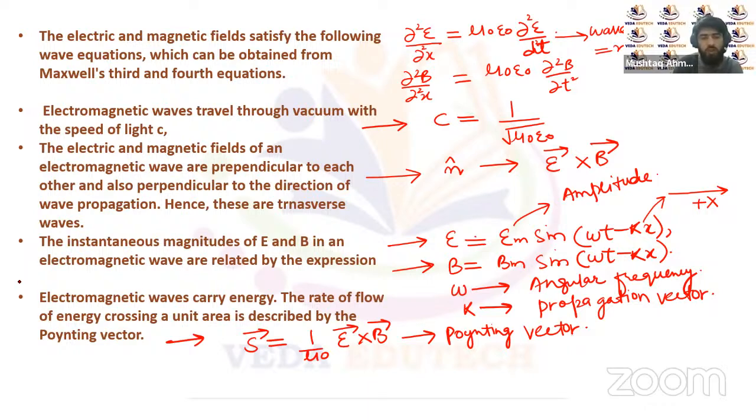And there is one important relation between the electric field and the magnetic field at any instant. The ratio E by B will always be equal to C in vacuum, where C is the speed of light. So the ratio of electric field and magnetic field always gives the speed of light in vacuum. And this Poynting vector represents the direction of propagation of the electromagnetic wave, right?